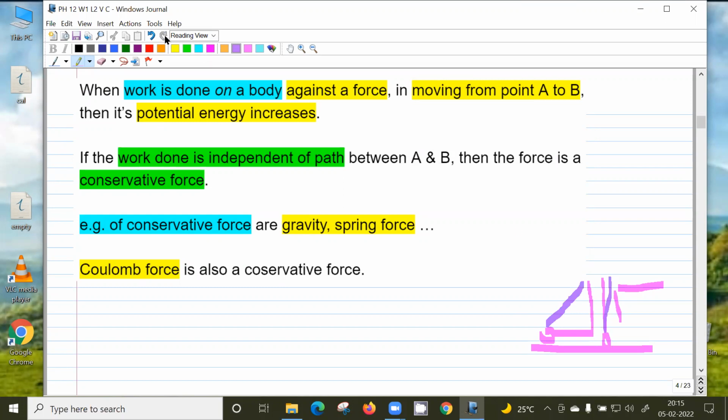Then what are the examples of non-conservative force, sir? Non-conservative force, in the sense, friction.